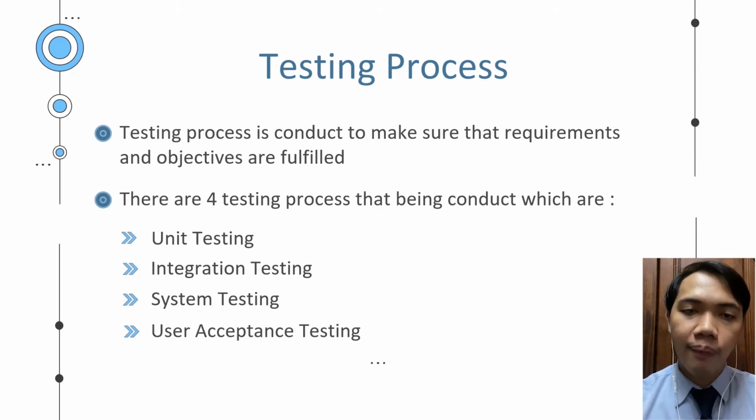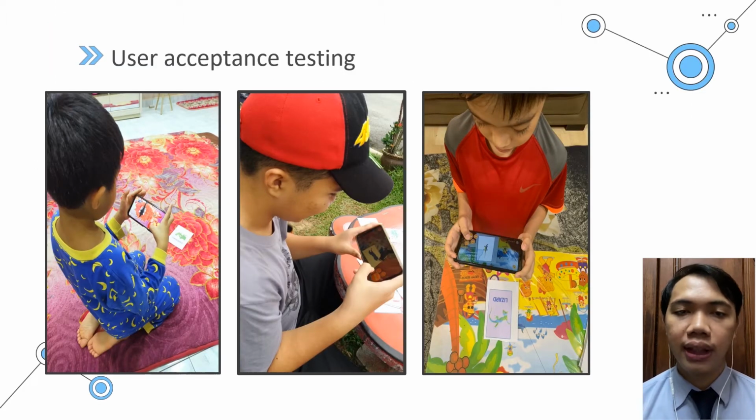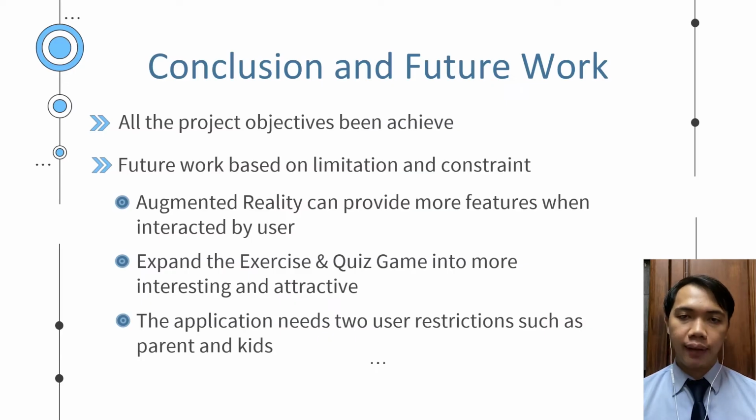And lastly, user acceptance testing. User acceptance testing is to observe based on user acceptance using the AR animal mobile application. The figure shows the image that has been captured by the user's parent when the user undergoes the user acceptance test. In conclusion, all the objectives have been achieved for this project.